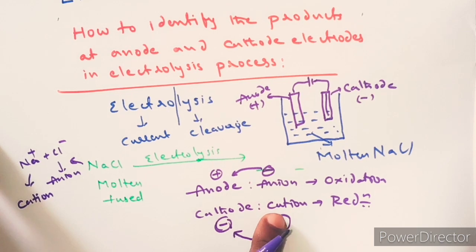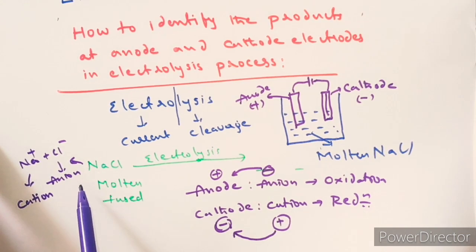Similarly, the cation will lose a positive charge. How does it lose a positive charge? By gain of electron. The process of gaining electron is called reduction. So that is the reason why at the anode electrode, oxidation is taking place, and at the cathode electrode, reduction is taking place. This is very basic information we should know about the electrolysis process.